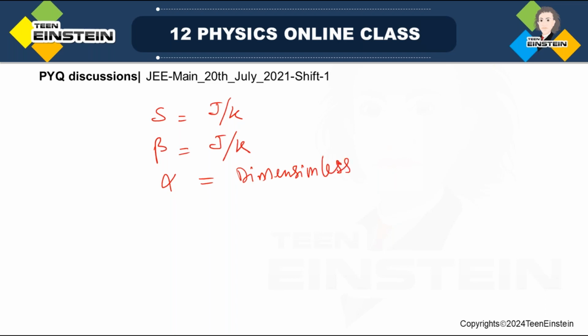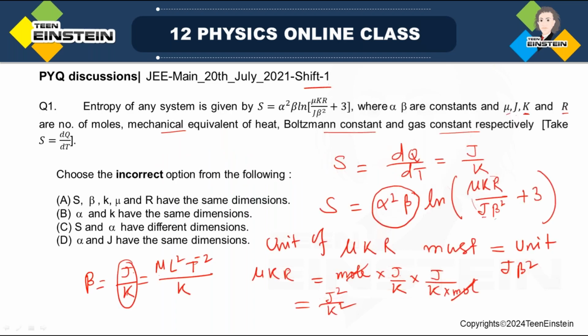Alpha is a dimensionless quantity. So if alpha is a dimensionless quantity, let us see the options now. We know the units of the others, like S, K, mu, R. We did not know the units of alpha and beta. Beta we have got as Joule per Kelvin, and alpha we have got as a dimensionless quantity. So look here, alpha and K have the same dimension.